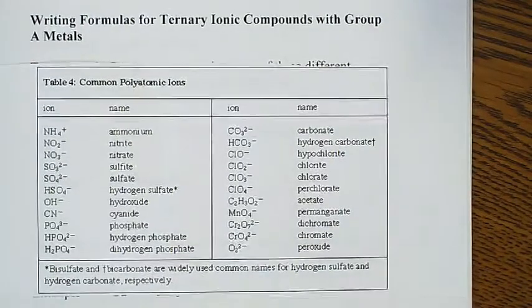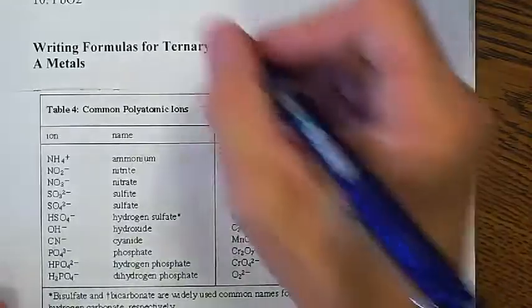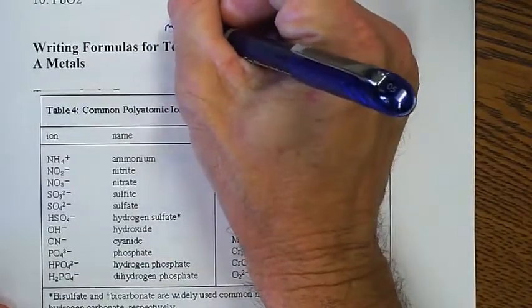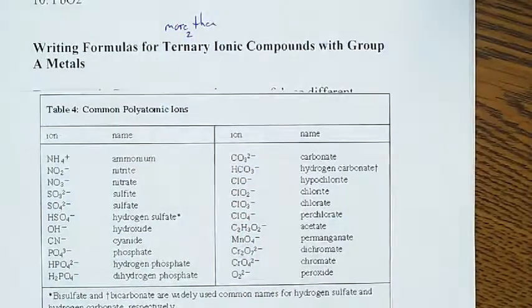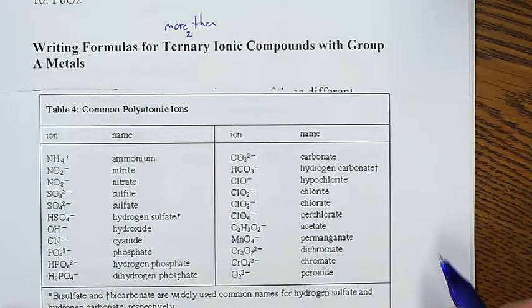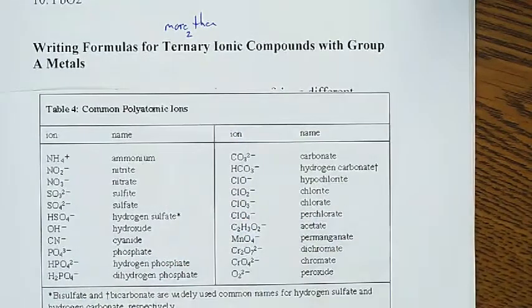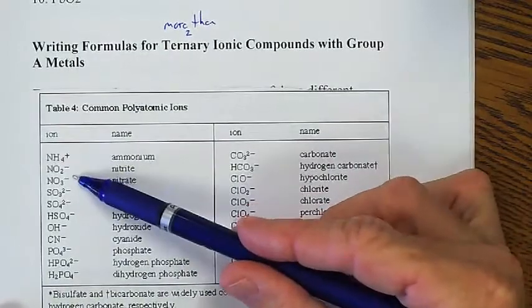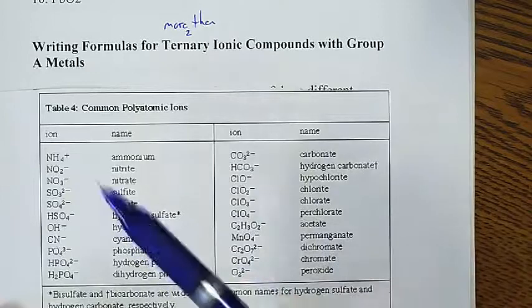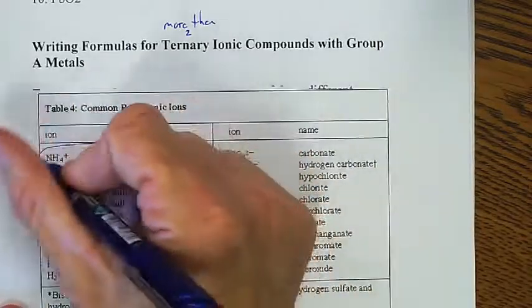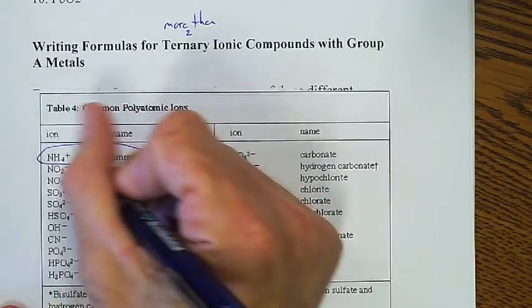First thing I want to point out is when it says ternary ionic compounds, that means more than two things. So it's not just a metal and a non-metal. What it actually means is you have polyatomic ions in the compound. A couple of things you need to notice about polyatomic ions: look at their charges. All of them are negative except for ammonium. So ammonium is the only positive polyatomic ion.